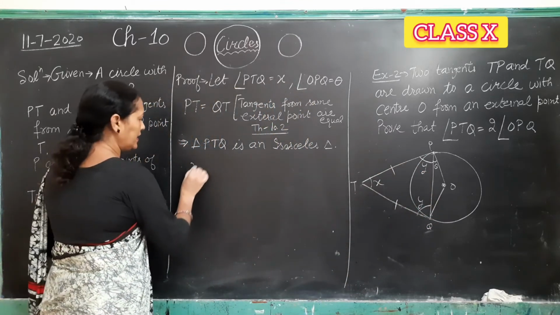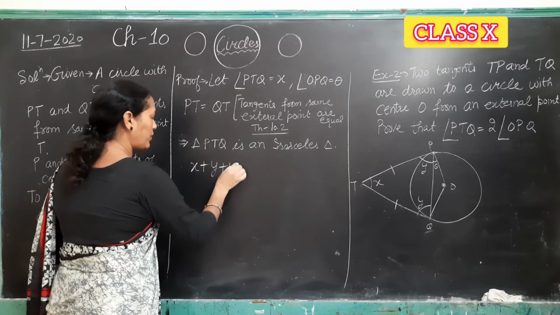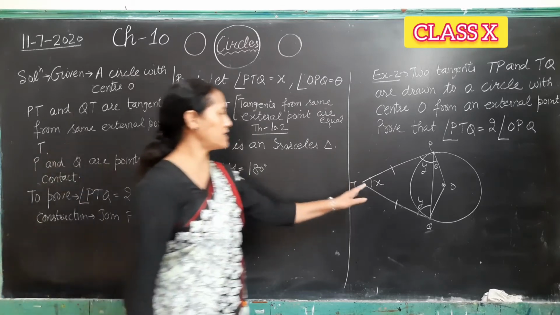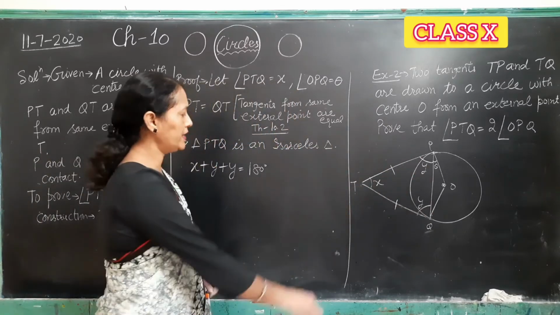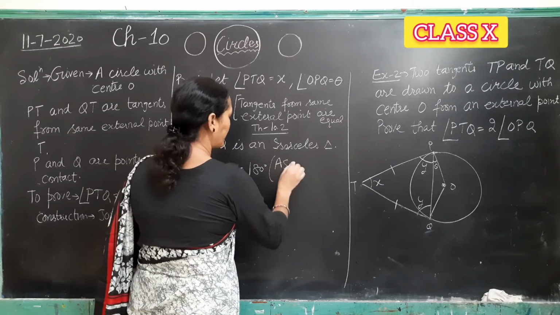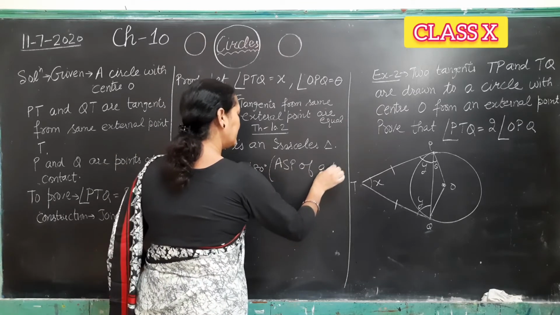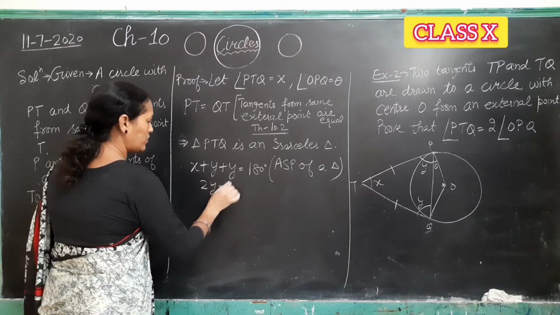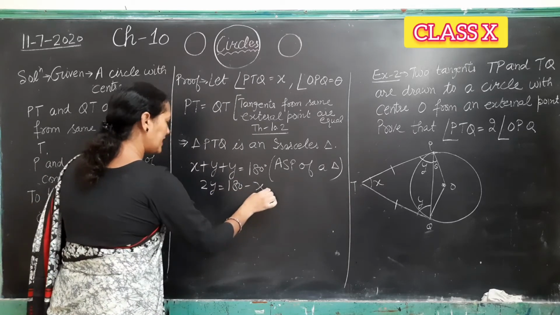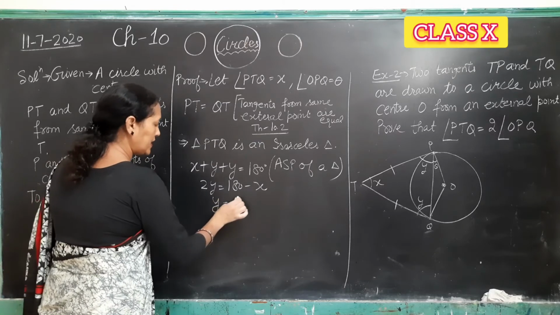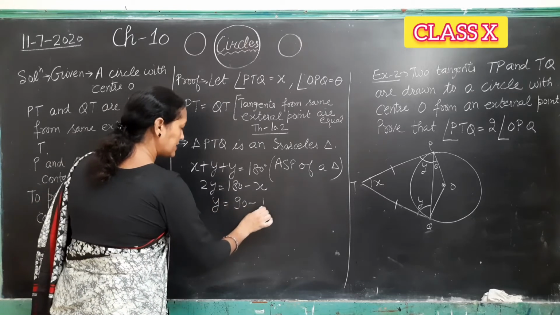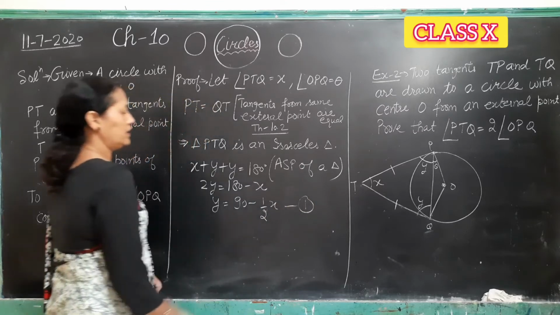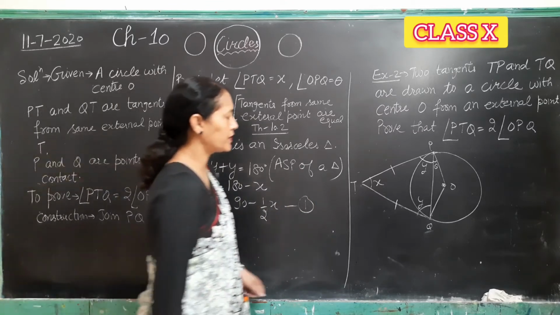In this triangle, if we apply the angle sum property, we will be writing x plus 2y equals 180 degrees using the angle sum property of a triangle. We can write 2y equals 180 minus x, or we can write y equals 90 minus half x. Let it be the first equation.